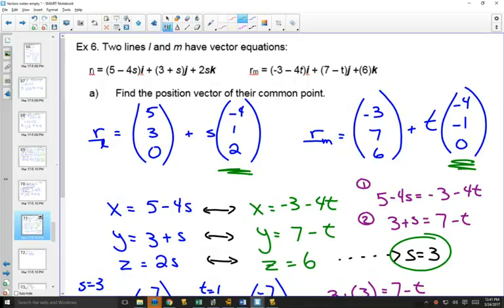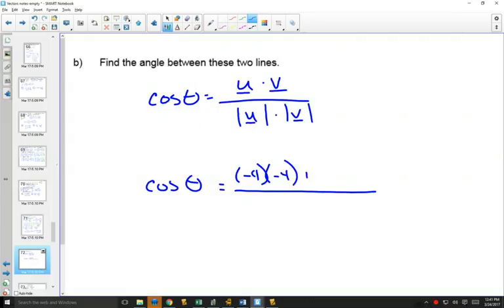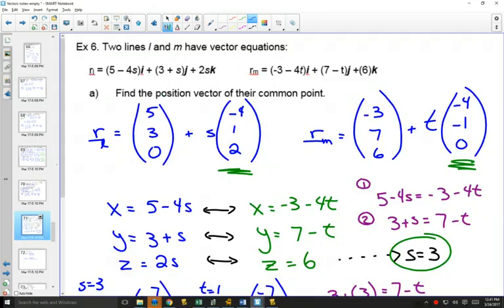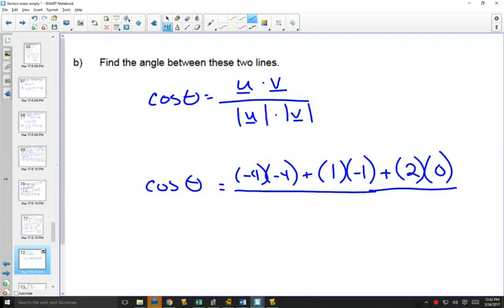Once we've chosen our direction vectors, so choosing the right vectors is the first thing, then we need to find the dot product between them. How do we find the dot product? Multiply each corresponding value. So I'll write it out here. You would have negative 4 times negative 4 plus 1 and negative 1 plus 2 and 0. That's your dot product.